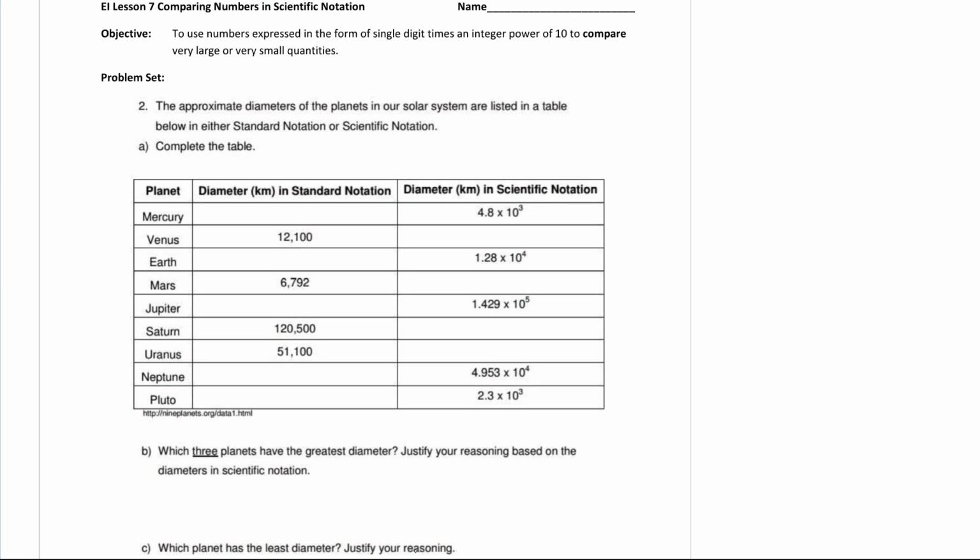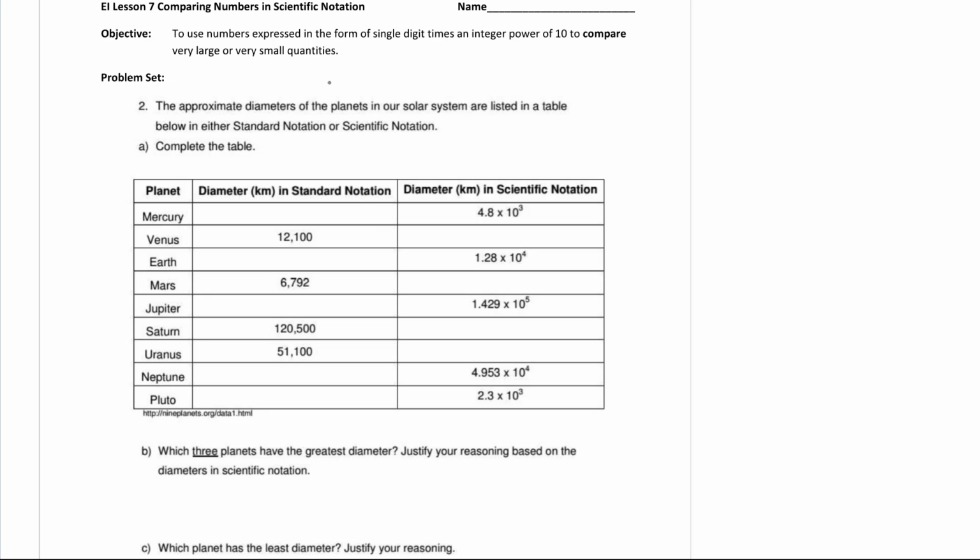Alright, here we are with EI Lesson 7. We're comparing numbers in scientific notation. This gets pretty fun because we're comparing really large numbers of some measurements and things like that. We know that the approximate diameters of the planets in our solar system are listed in the table below in either standard or scientific notation.